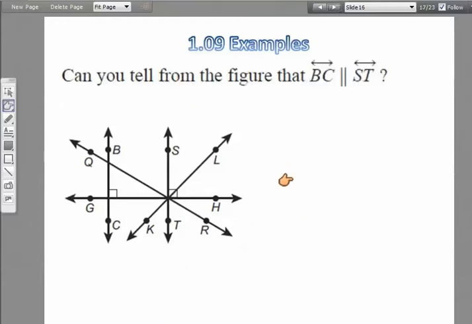Now, can we also look at this same figure and determine that line BC is parallel to ST? So let's see what they're talking about. BC, ST. Now I can tell you that yes, they are parallel because BC is perpendicular to GH and ST is perpendicular to GH. So that means they have to be parallel. And there's the answer, just like I told you.